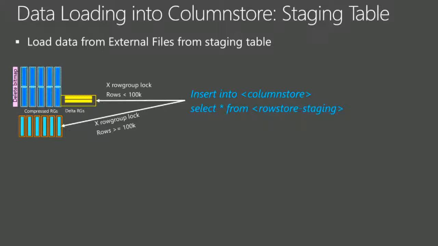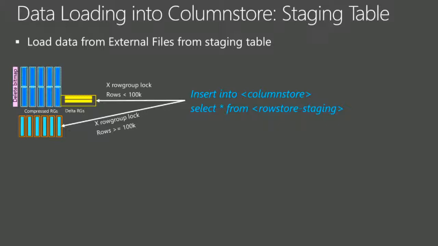All right. So now what you see here is I load data into some staging table, and I can say insert into ColumnStore, select star from the staging table. Now, of course, the staging table has a certain number of rows. If the number of rows in the staging table is less than 100,000, SQL Server will insert those into a delta row group. Nothing changed. And if it is more than 100,000, it will go into the compressed store.